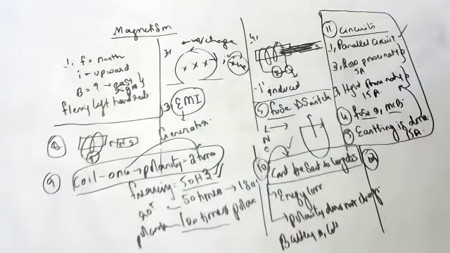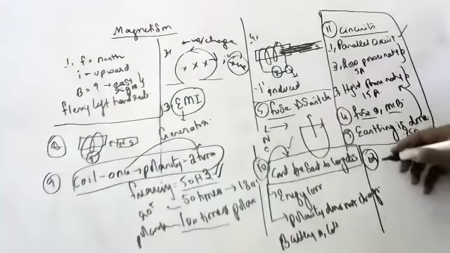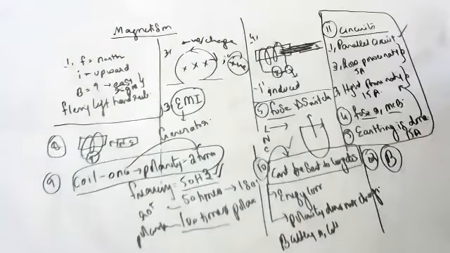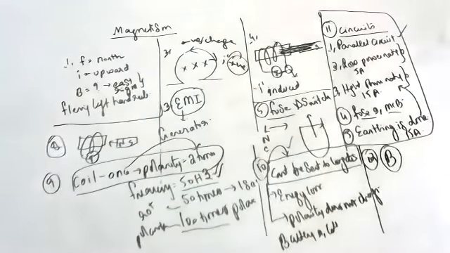12th question. State three factors on which the magnitude of the magnetic field due to a current carrying solenoid depends. In a solenoid, the magnetic field depends upon what factors? Anyone? The current.